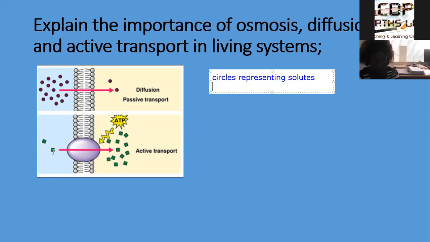What about on this side now? So solutes... No, they are not solutes. You could say they are solutes actually, but they are not actually solutes. The name of what these are representing is ions. The green squares representing ions. Make sense? Green squares representing ions.